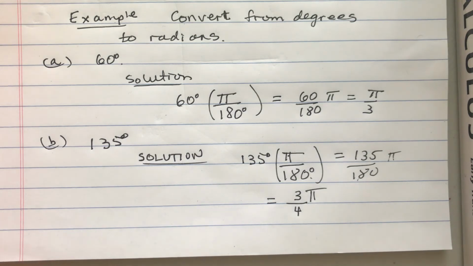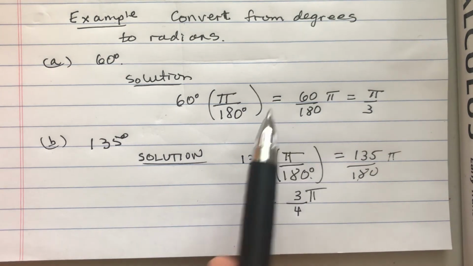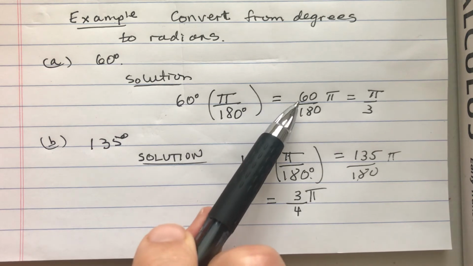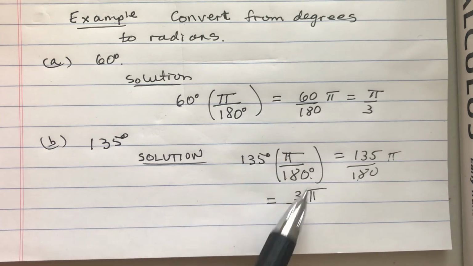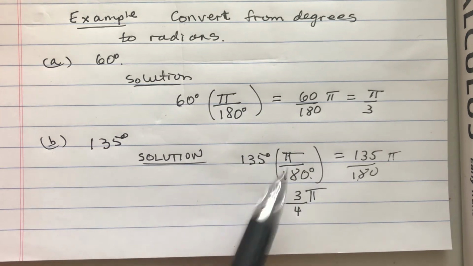But we'll see that we work a lot with special angles, which are going to be multiples of 30 degrees and multiples of 45 degrees. So there's a bit of memorization that comes up.